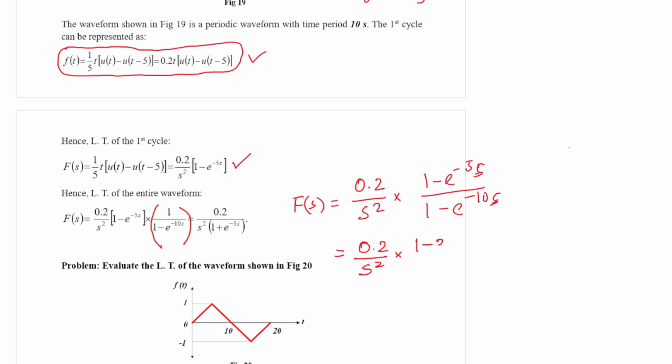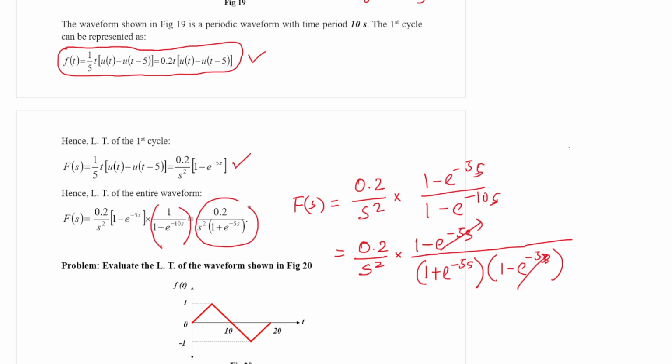In the numerator we have 1 minus e to the power minus 5s. In the denominator we have two terms. If you factorize, we have first 1 plus e to the power minus 5s, then 1 minus e to the power minus 5s. So these two cancel out each other. So the Laplace transform of the entire waveform is 0.2 by s squared, 1 plus e to the power minus 5s.